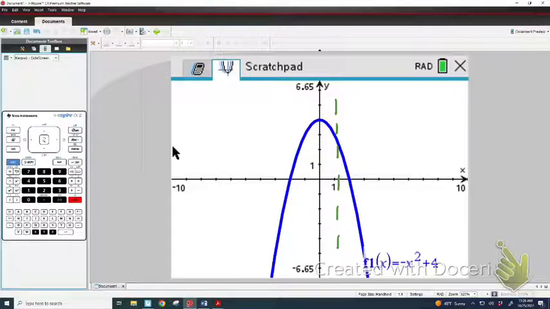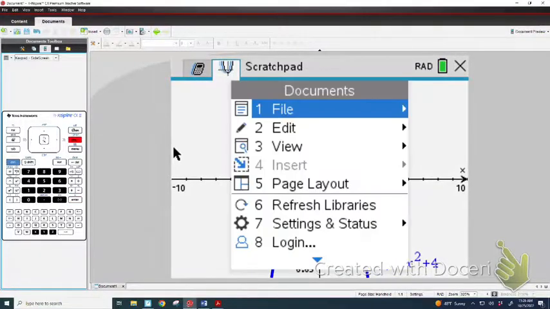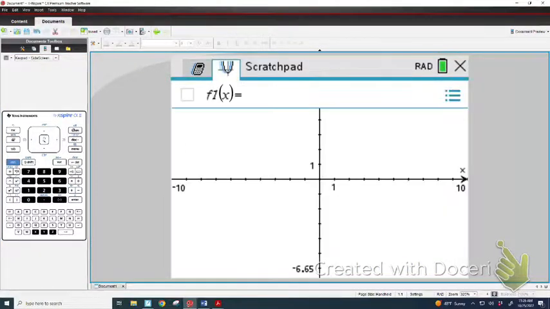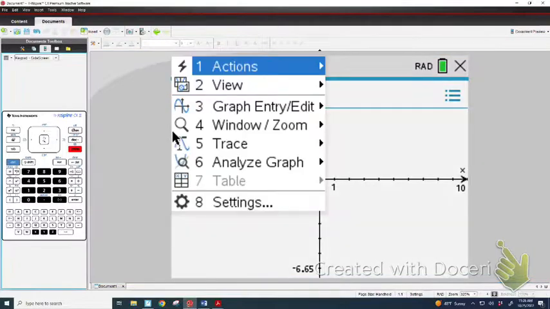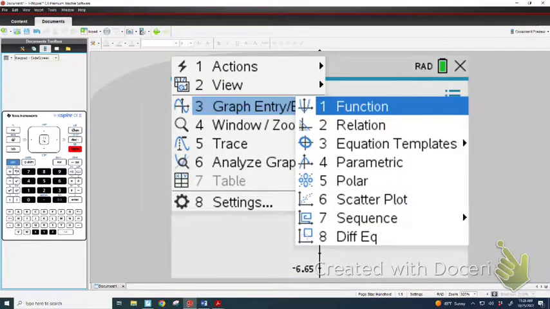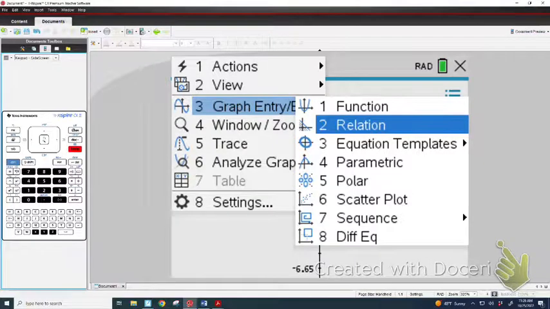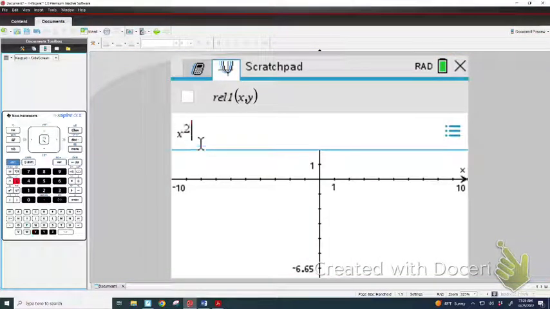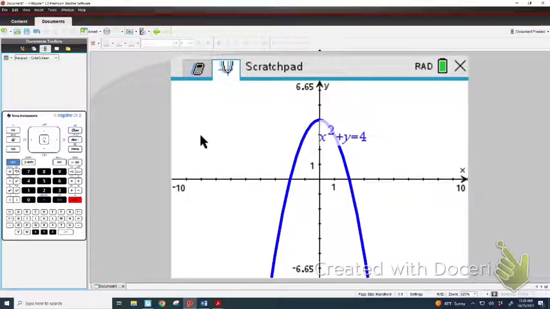What happens if you don't know how to solve for y? Because you'll get some complicated ones sometimes. Let's clear that. Press Doc B. Go back to a new graph and hit Menu, Graph Entry. If you click on Relation, you can type it exactly how I typed it. X squared plus y equals 4, and you get the correct graph. And you see it crosses only one time. It is a function.